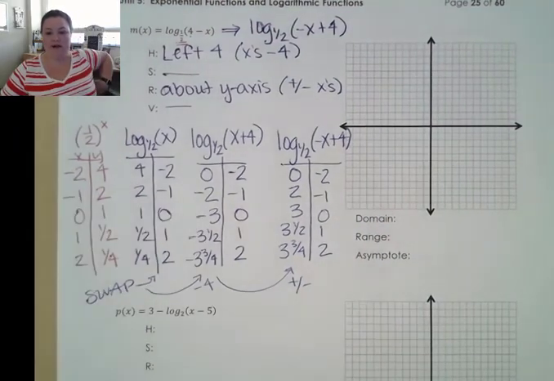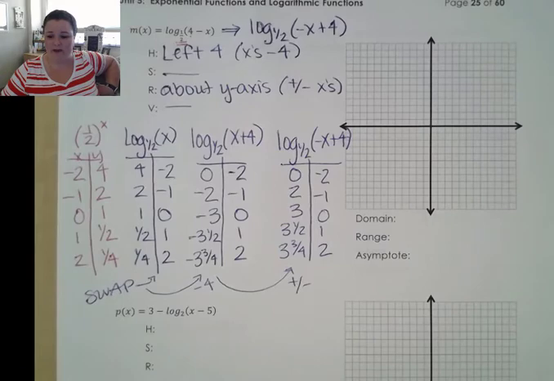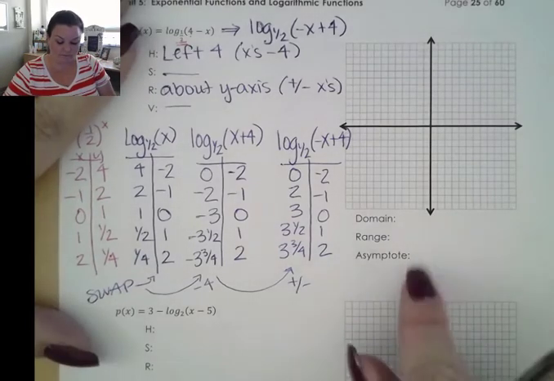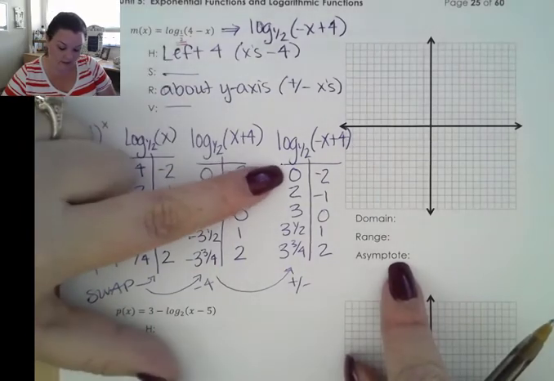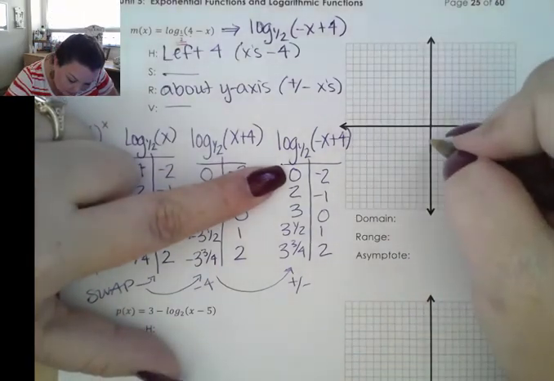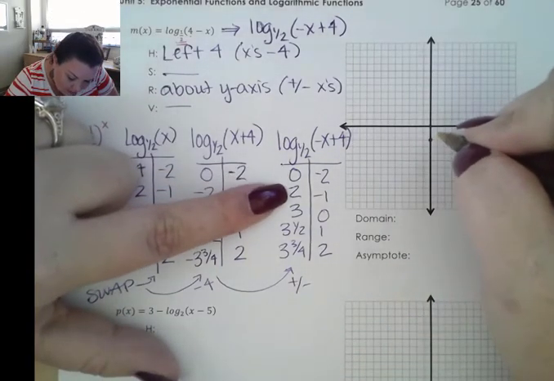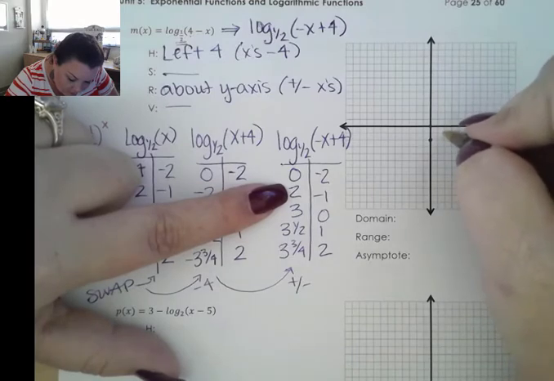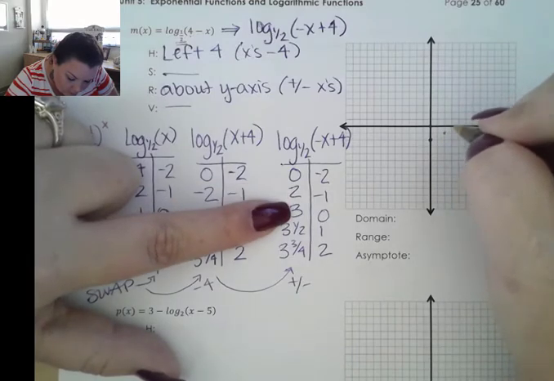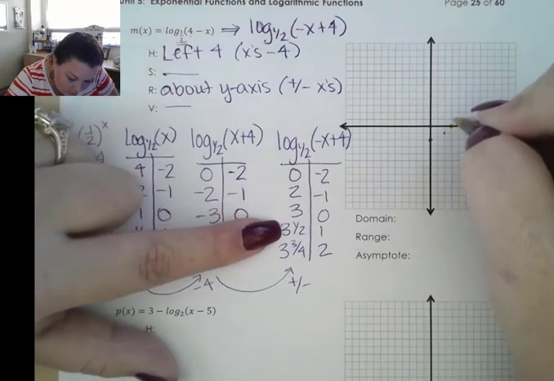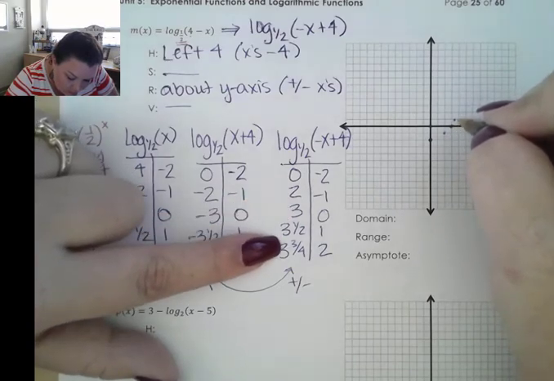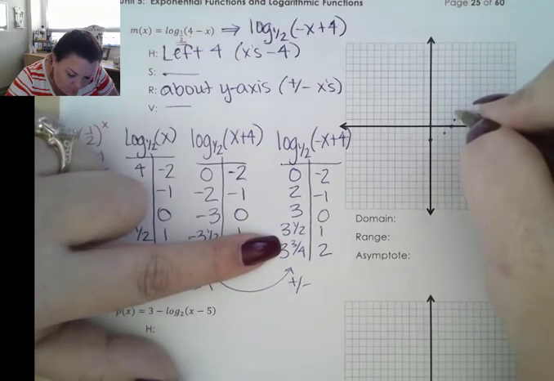All right, so let's go ahead and graph it so we can find our domain and range, and also so we can figure out where our asymptote is. So at 0, we're down at -2. At 2, we're down at -1. At 3, we're at 0. At 3.5, we're up at 1. At 3 3/4, we're up at 2.